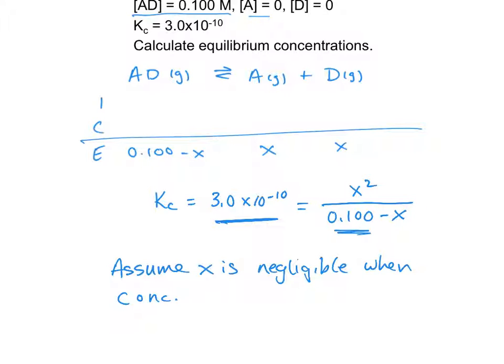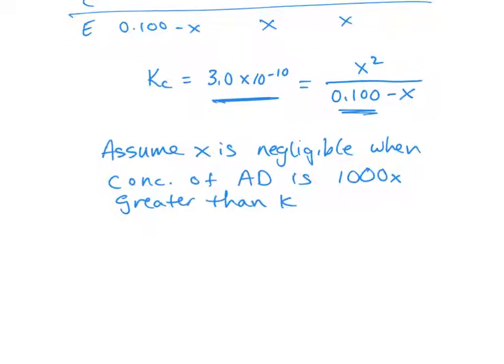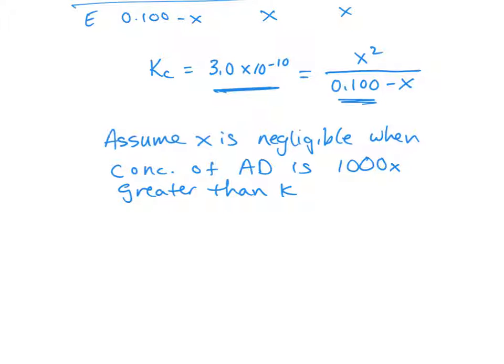Because the concentration of AD is 1,000 times greater than K. Another way of saying this is that if you divide out the K value and the concentration, you're going to end up with a number larger than 1,000. All right? So this large difference, basically, is going to allow you to assume that X is small.